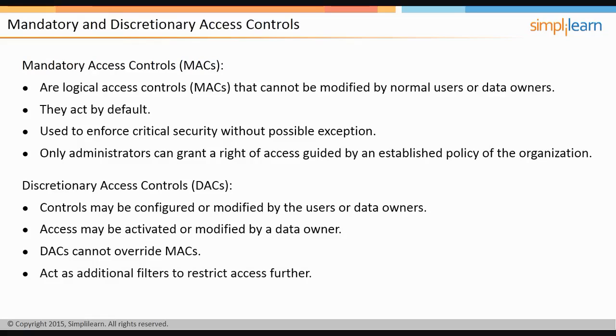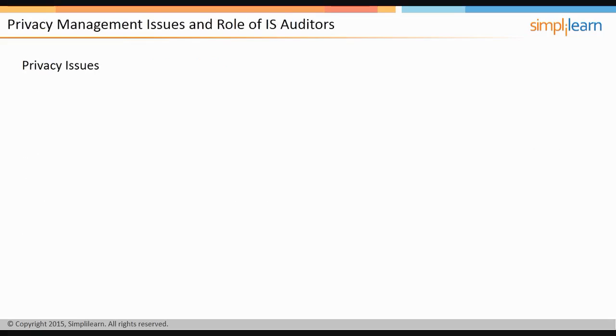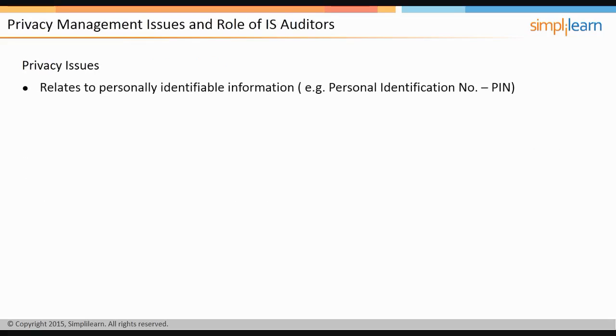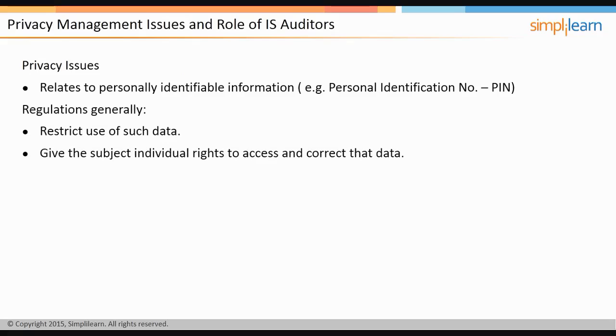In the next few screens, we will learn about privacy management issues and the role of IS auditors. Privacy issues relate to personally identifiable information, for example, personal identification number, PIN. Regulations generally restrict use of such data by giving the subject individual rights to access and correct that data.